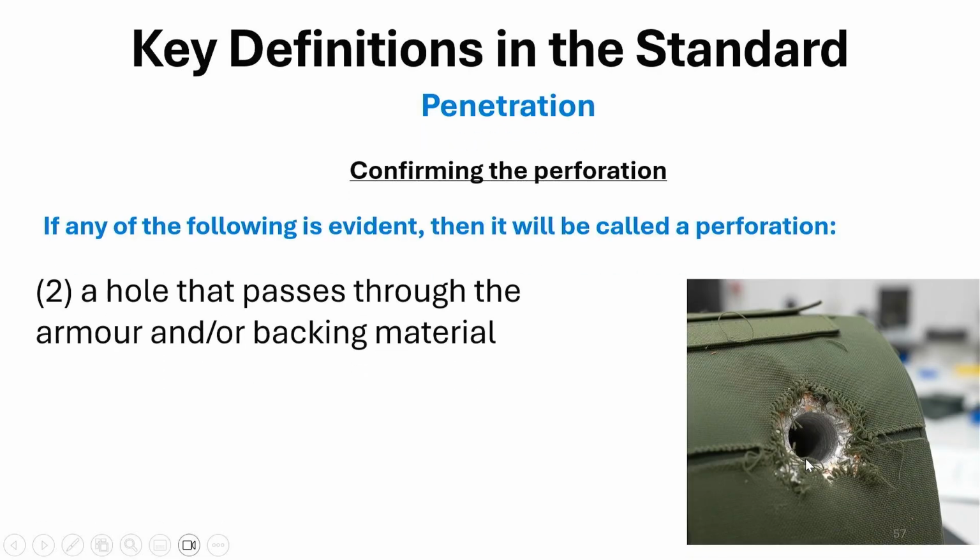Second one: a hole that passes through the armour and the backing material. So, there will be a complete hole, in the backing material also, then we will call it a perforation.